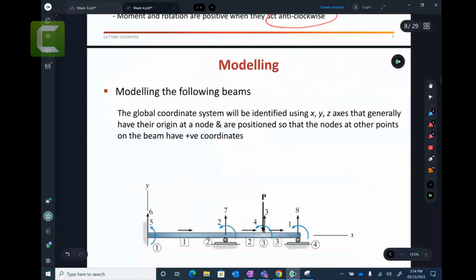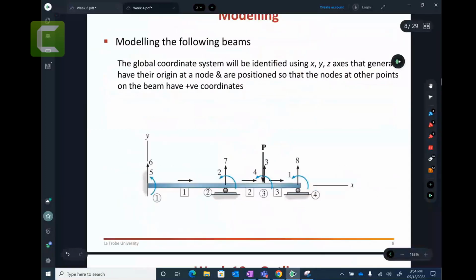Okay. Now modelling. We did it in the truss as well, and I'm going to explain this one here as well. When you get the figures, you will get the figures like this.